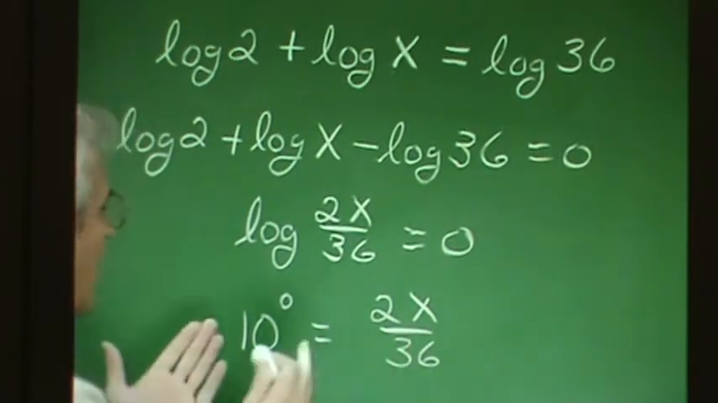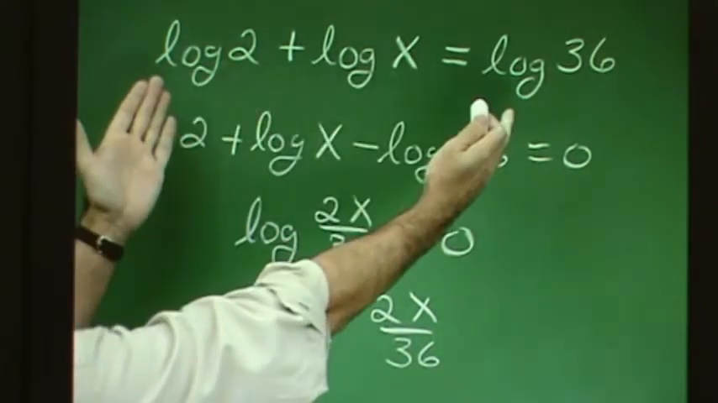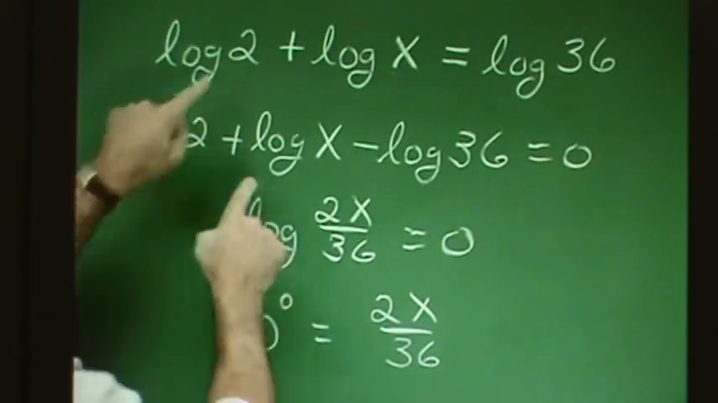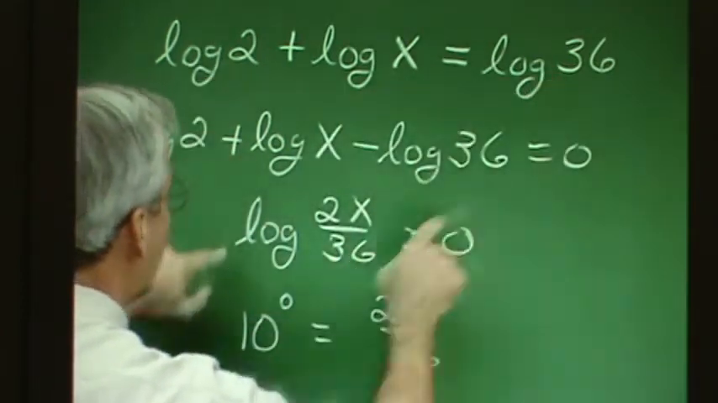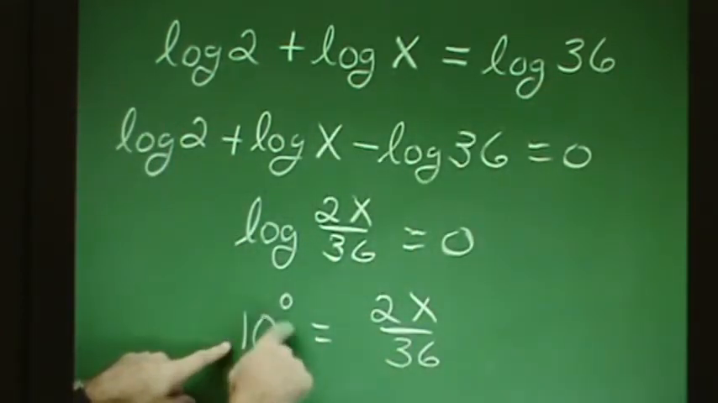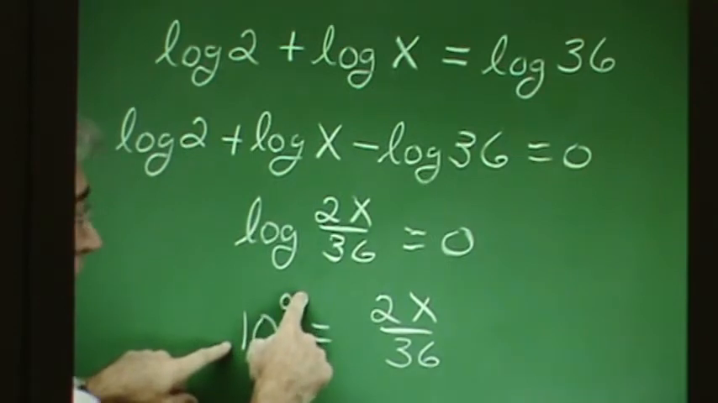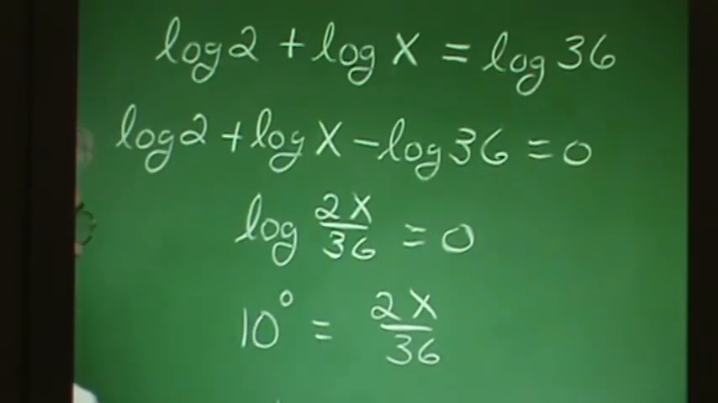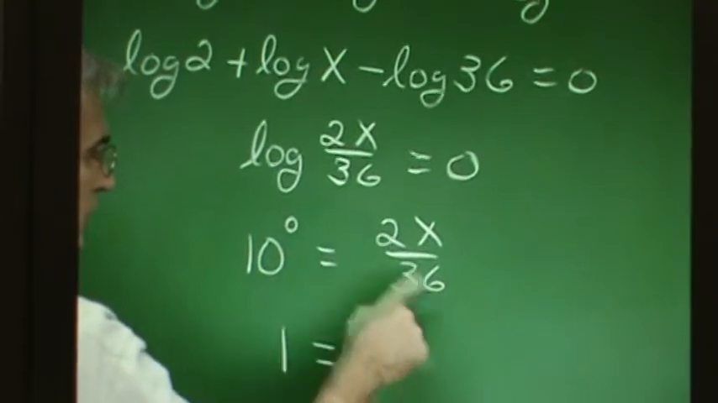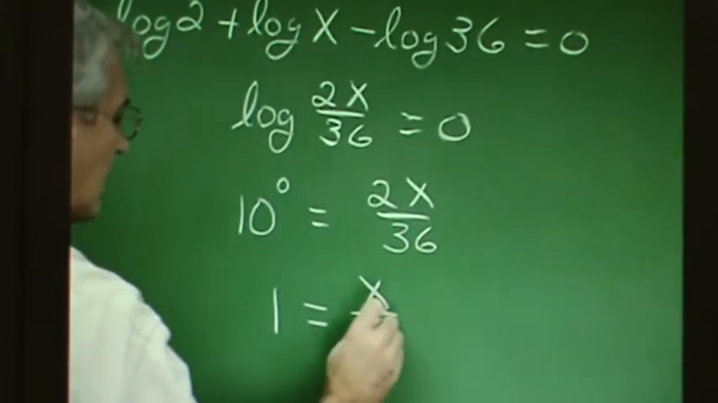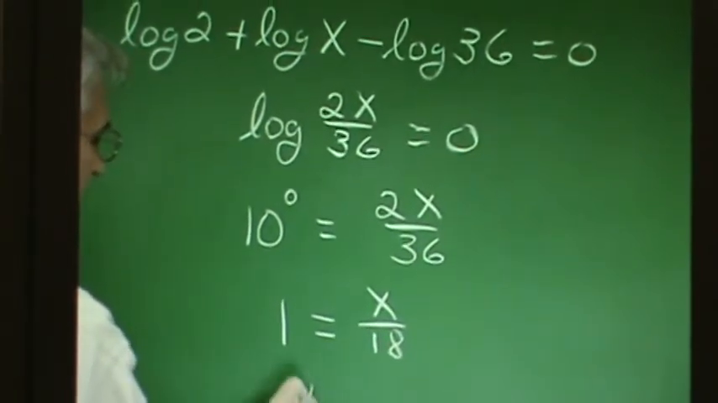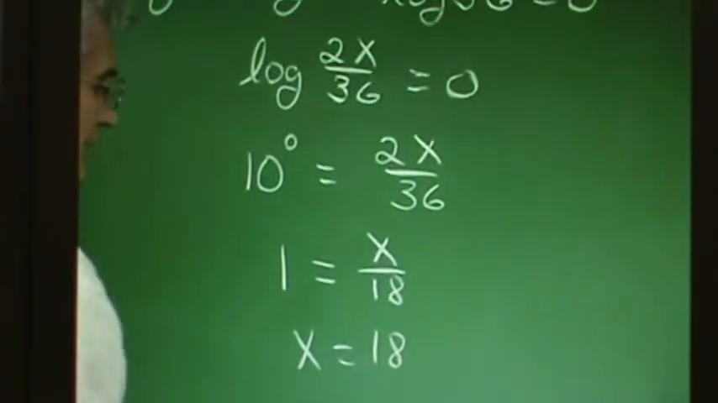Now notice it wouldn't make any difference at all if we had a 7 right here. If that base of the logarithm was 7, we'd have 7 to the 0. But anything to the 0 is going to be 1. So we'll have 1 on this side, and on the right, we cancel the 2 with the 36. We get x over 18. Cross multiplying, we find x to be 18, as expected.